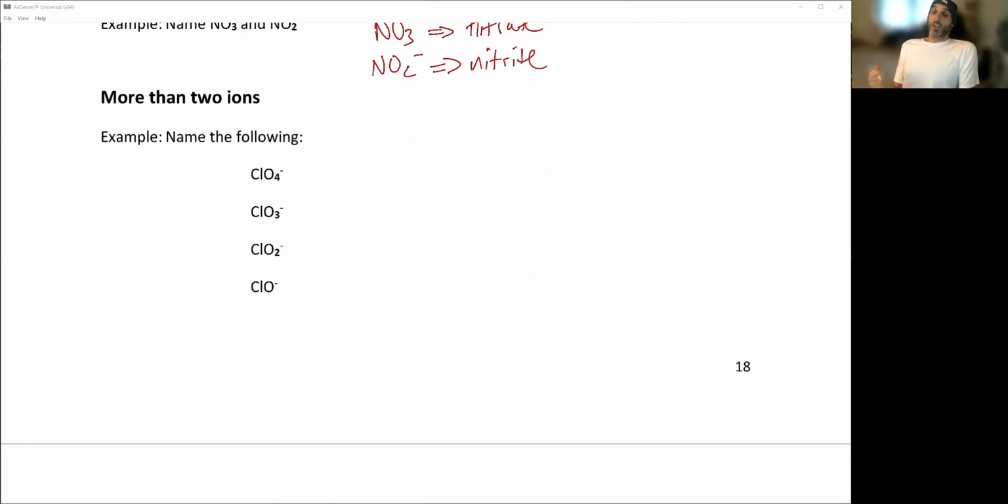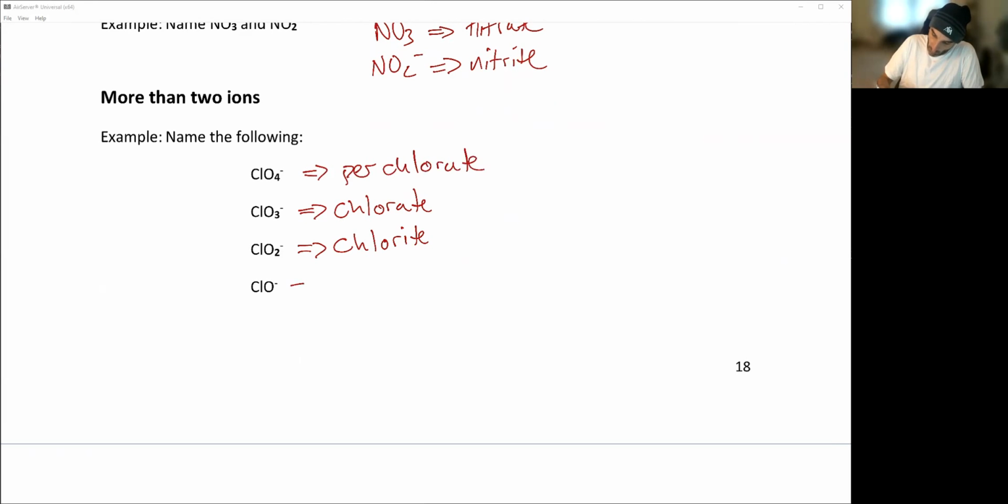Next up, when there are more than 2 ions, you kind of just have to get used to it a little bit. In this case, we have ClO4, ClO3, ClO2, and ClO, so basically 4, 3, 2, and 1 oxygen. I can tell you that ClO3- is chlorate, and ClO2- is chlorite. So we start there, chlorate and chlorite. And the one with an additional oxygen, we're going to call perchlorate. And the one with 1 fewer is hypochlorite. Per and hypo, more and less, are the prefixes that we need.